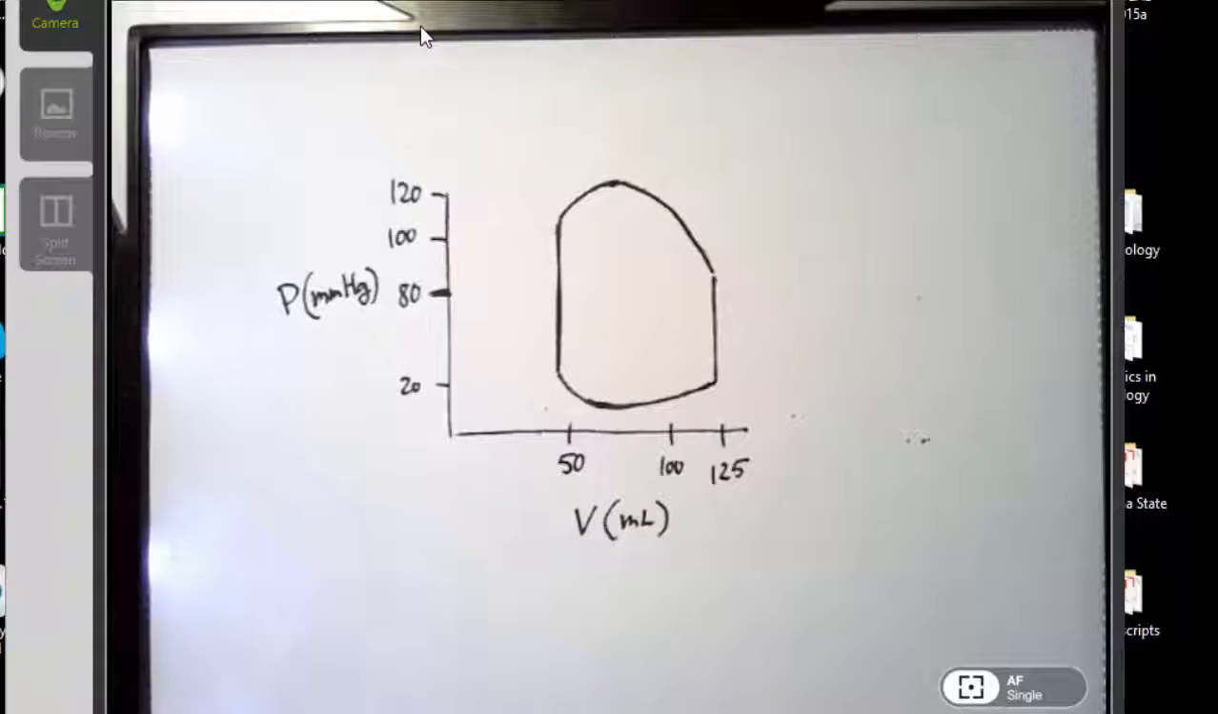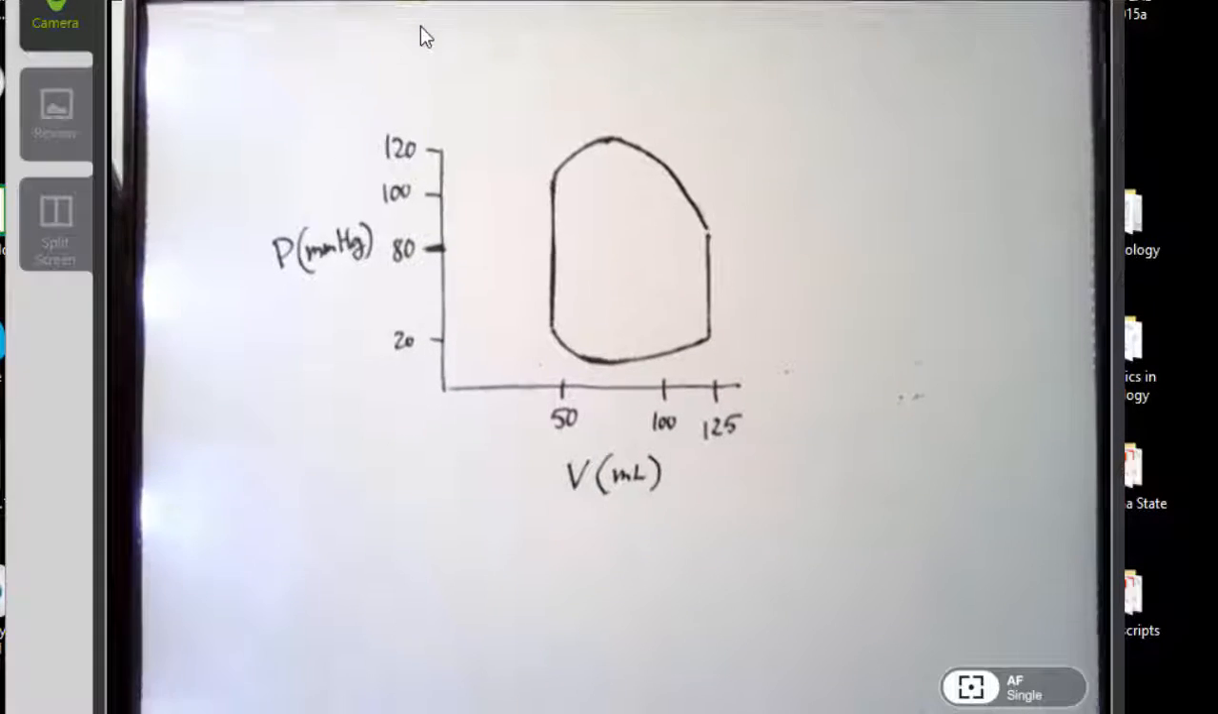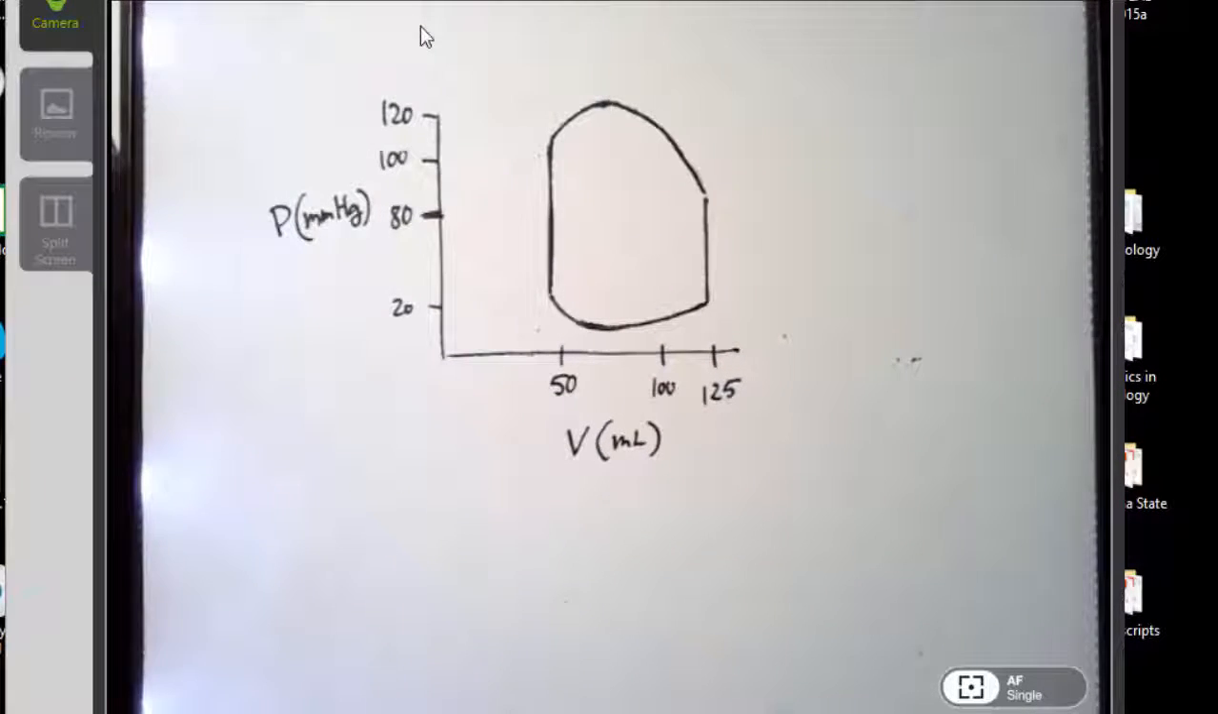Here's another pressure volume loop, same one we just talked about. But we can ask a question. Let's start to ask some questions using this diagram. How much blood is ejected from the left ventricle? Stare at the diagram for a second and try and answer that question.